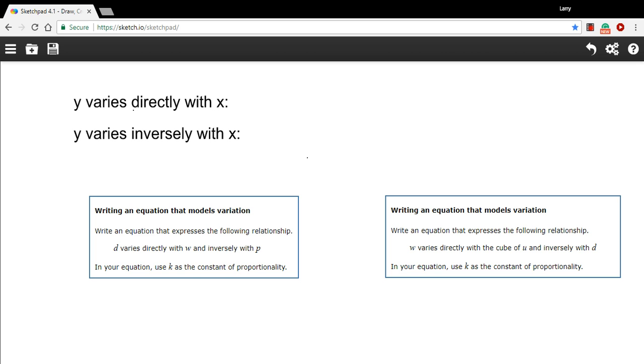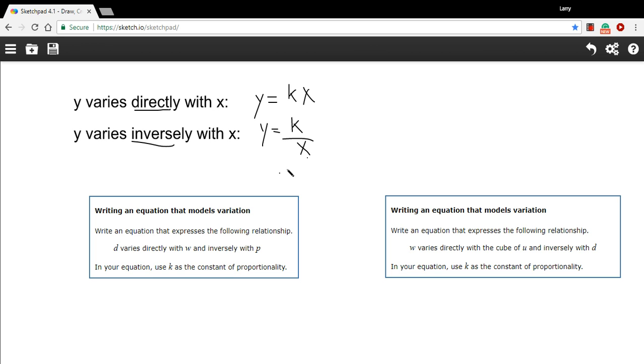So when we're talking about direct variation, when y varies directly with x, we would say y, the thing that varies, equals k, and that's our constant of variation, times x. So direct variation is just multiplying it by the constant. When you have inverse variation, which is the other type, if y varies inversely with x, what you do is you put the constant of variation on top here, but the x goes on the bottom of a fraction. So direct variation up here, inverse variation here.